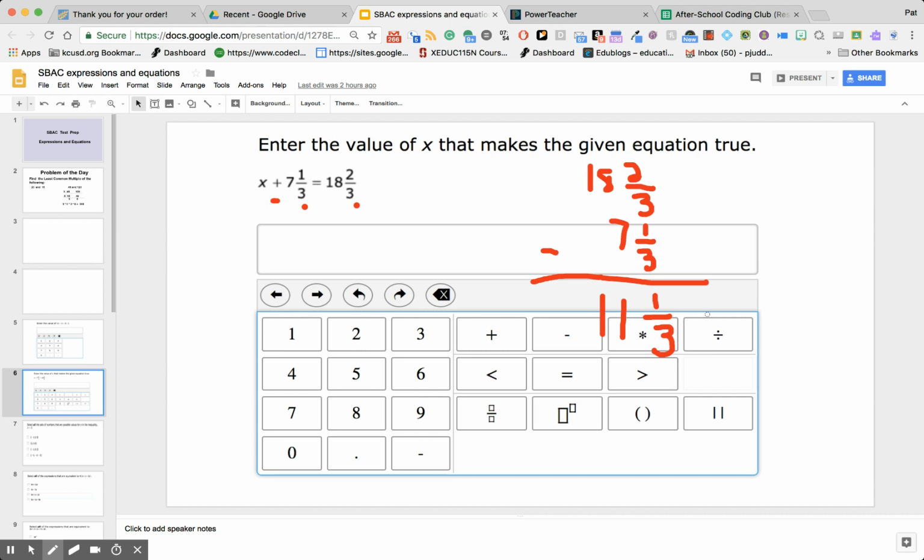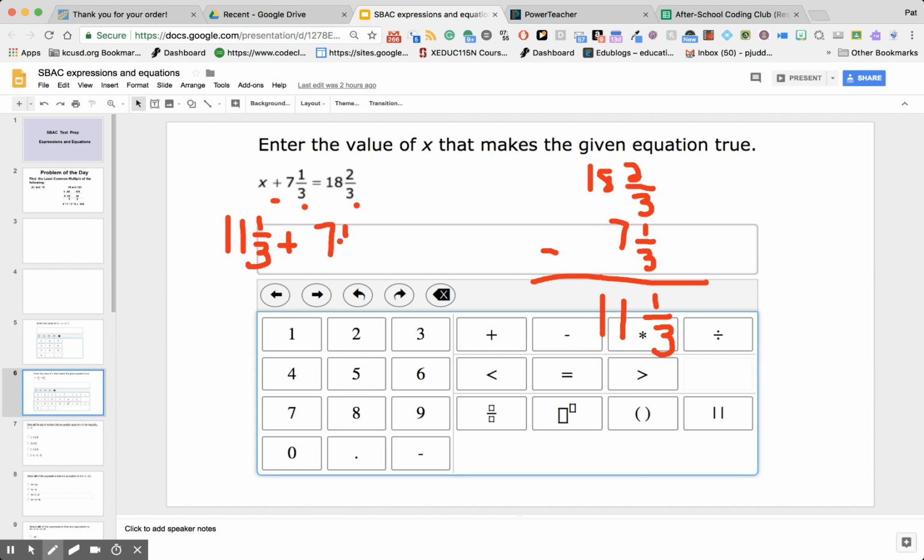Again, don't be content with, that's my answer, I'm going to put it in, I'm done. Plug it back in. If your equation does not work with this value that you determined, you did something wrong. And that's how you check your work.